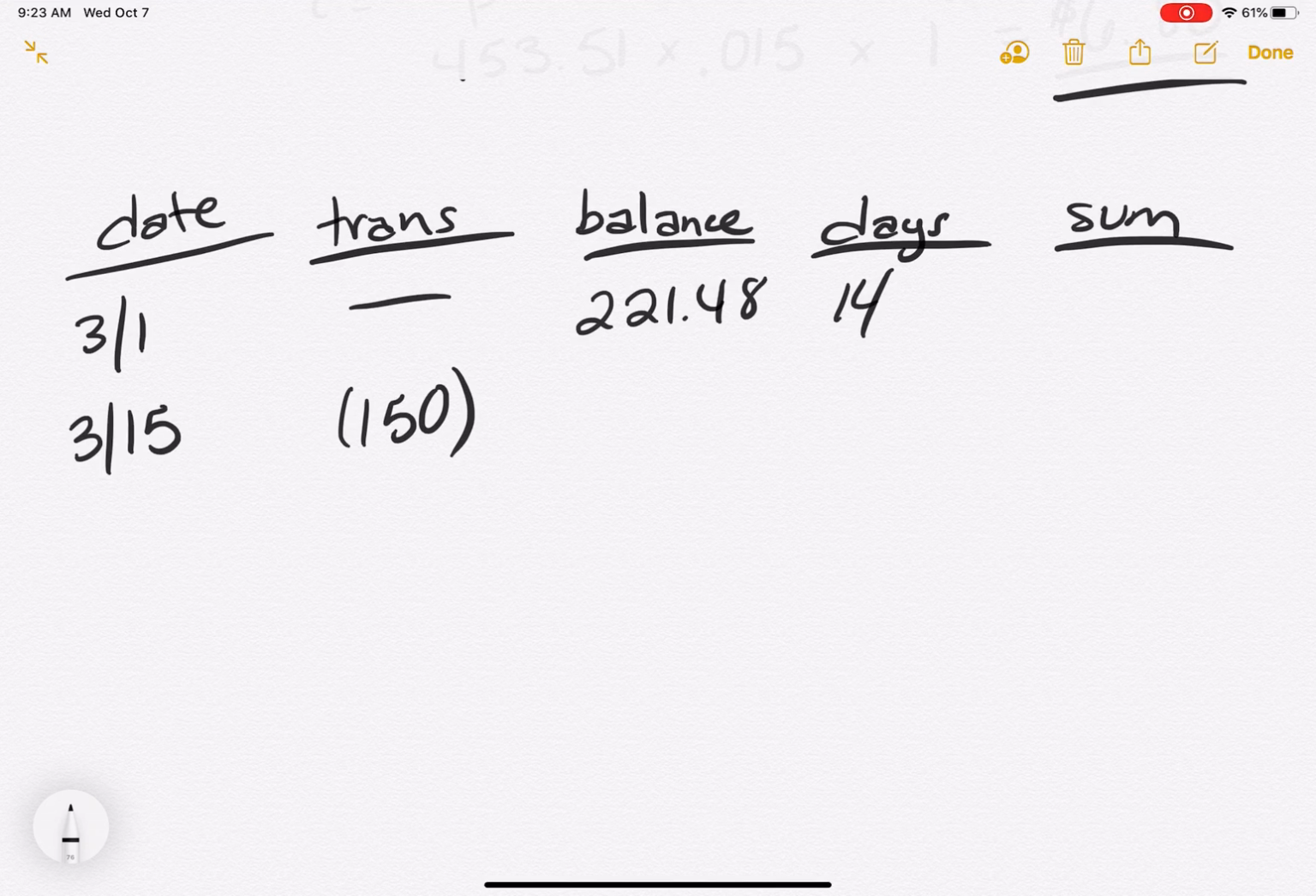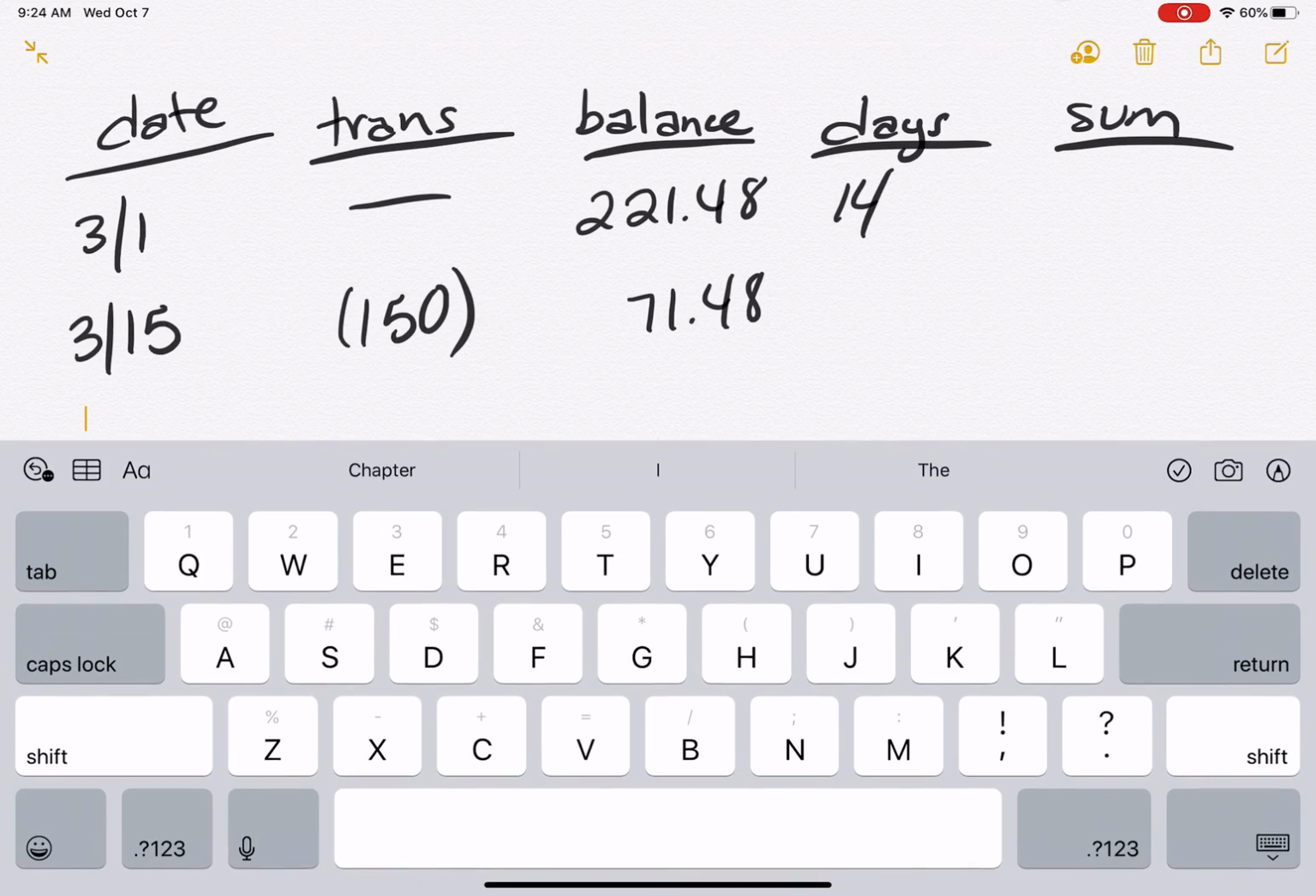So then the balance was 71.48. I concur. I concur as well. Okay, was there anything else that happened during the month? It says that there were purchases, but do we care about those? No, this is excluding new purchases. So we don't care about those until we try to find our balance. Okay, all right, so then how many days was our balance 71.48?